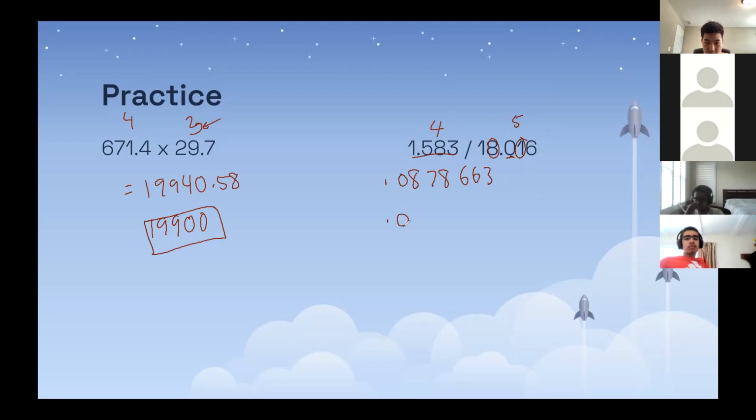So remember that any zeros that are after the decimal point but come before your number don't count, basically, they're not significant.